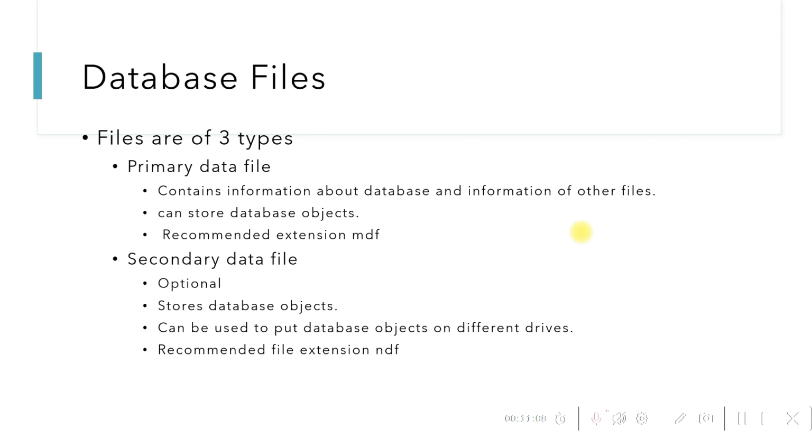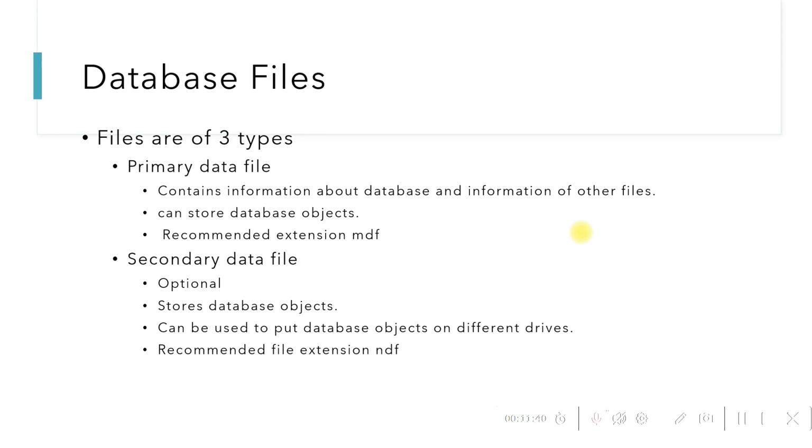And there are three types of file you can have. The primary data file, that's the first file, which contains information about that database, how many tables are there, what users will log in, and everything, and also information about other files that you will create later. So that's the primary database file. You can store all your database objects like tables, views, stored procedures, and anything else that you want to store. And the recommended extension for that is MDF. When you create that file, that's the extension recommended.